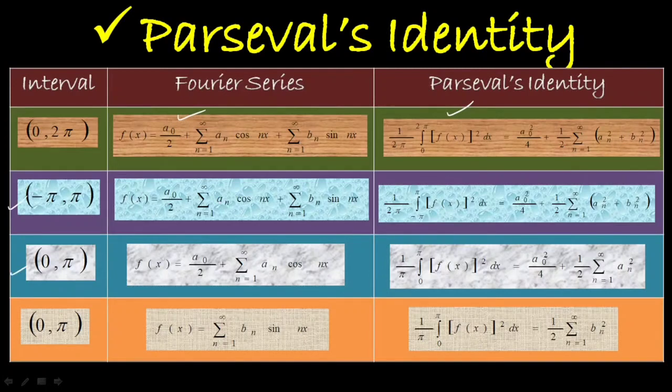If it is in cosine series, we make use of this one. This is for cosine series, that's why it consists of only a naught and a n. If it is in terms of sine series, they consist of only the sine term alone. Okay. So the RMS value on the left hand side is equal to 1 over 2 sigma n from 1 to infinity of b n square. So these are all the list of formulas we make use of for the deduction part.